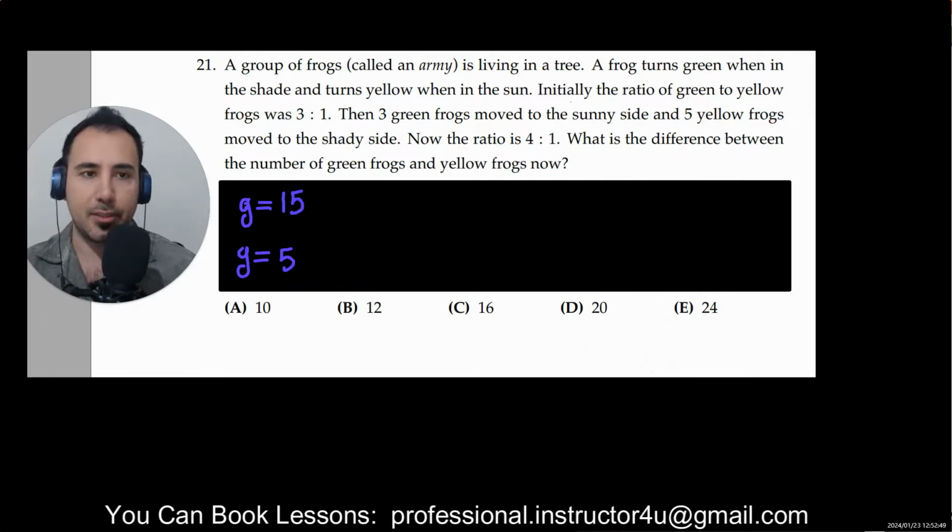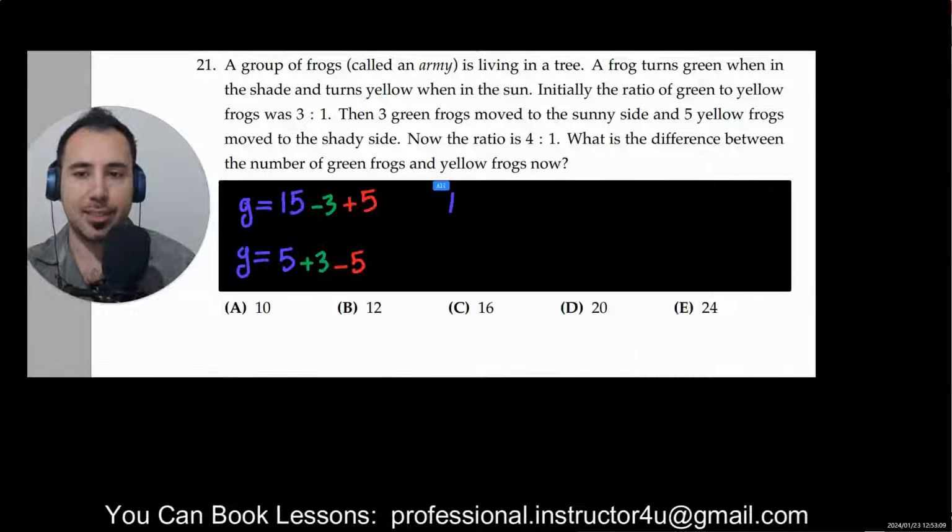So greens are going to be minus 3, this one will be plus 3. And then the opposite way: here they're going to be minus 5, and they're going to be plus 5. Okay, so what are the 2 values? This one will be 17, this one will be 3. So the ratio is 17 to 3. Is it 4? No. So this is not good. We just have to repeat the same process.